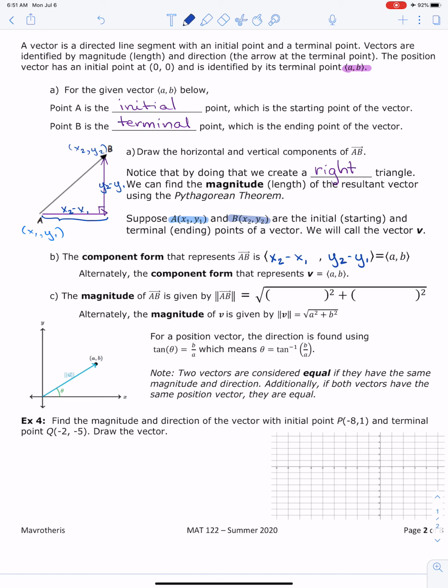Okay, that's going to tell us the distance we go left or right and the distance we go up or down. So to find the magnitude, it's going to look the same way. x sub 2 minus x sub 1 quantity squared plus y sub 2 minus y sub 1 quantity squared.